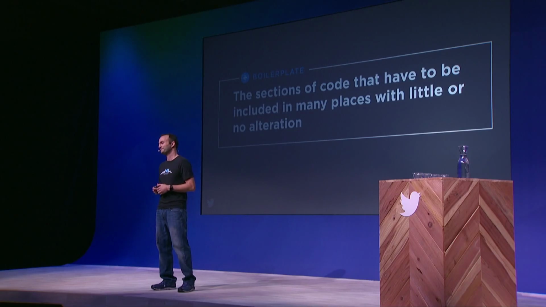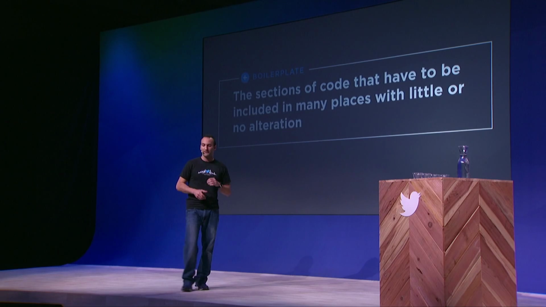And since it's only a design pattern, it can be done manually. So you may be asking yourself, why do we need a framework? And for that, let me introduce you to dependency injection's arch nemesis, boilerplate. Boilerplate is the sections of code that have to be included in many places with little or no alteration. And in the words of Joshua Bloch, boilerplate is ugly, annoying, and error-prone.